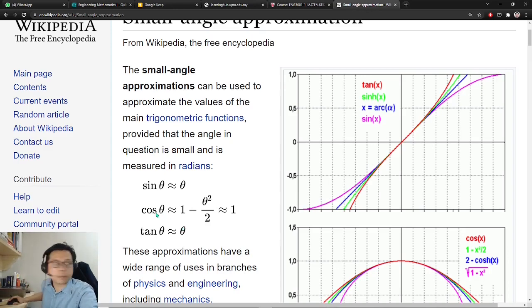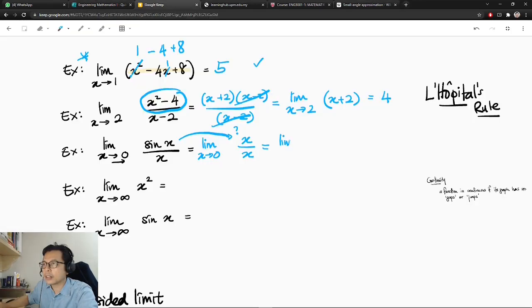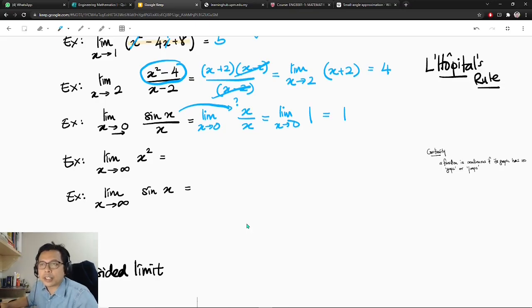Same thing with cosine. If theta is really small, then we can approximate cosine theta as 1. Tangent, similarly, if theta is really small, tangent theta can be approximated as theta. Limit of x approaching 0, x divided by x is 1. So what's the limit? It's 1. So let's move on to the next example.